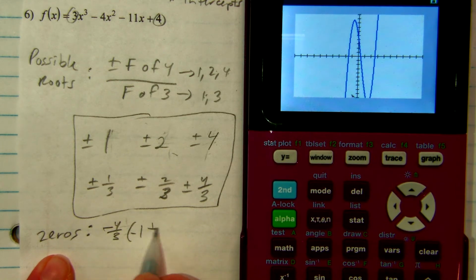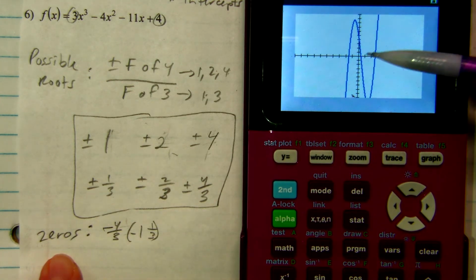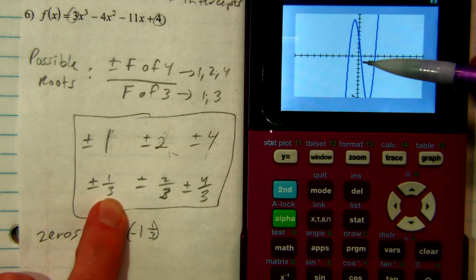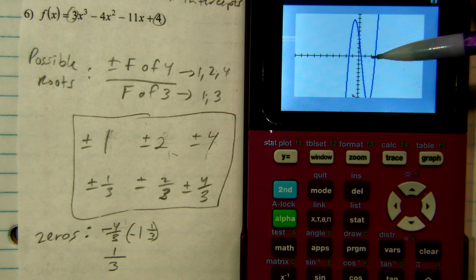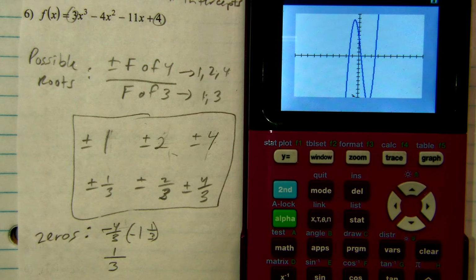Here, I'll put in parentheses -1 and 1/3. And then this one over here between 0 and 1, does that look like a 1/3 or a 2/3? It's 1/3. Looks like a 1/3. And then this one over here is between 2 and 3. Did we have anything like that? No, it comes out 2.56 though, calculated.